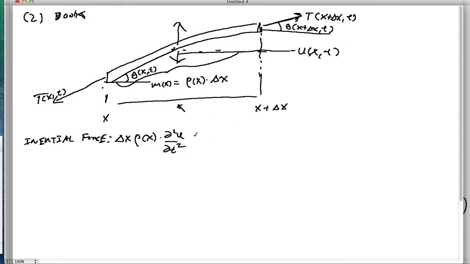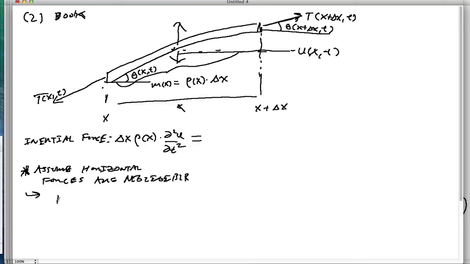All right. Now we're going to assume something here, and I'm going to put a little asterisk: assume horizontal forces are negligible. What we mean by that is, actually, I shouldn't say they're negligible, I'm going to scratch that. They're not negligible. They're actually quite large, but the forces balance.